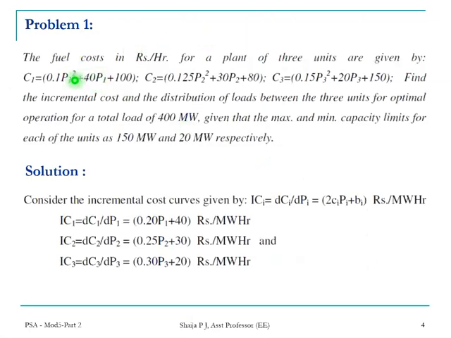Let us consider a problem. The statement of the problem is: the fuel cost in rupees per hour for a plant of 3 units is given by C1 is equal to 0.1 P1 square plus 40 P1 plus 100. C2 is equal to 0.125 P2 square plus 30 P2 plus 80. C3 is equal to 0.15 P3 square plus 20 P3 plus 150. Find the incremental cost and distribution of loads between the 3 units for optimal operation of a total load of 400 megawatt, given that the maximum and minimum capacity limits for each of the units are 150 megawatt and 120 megawatt respectively.